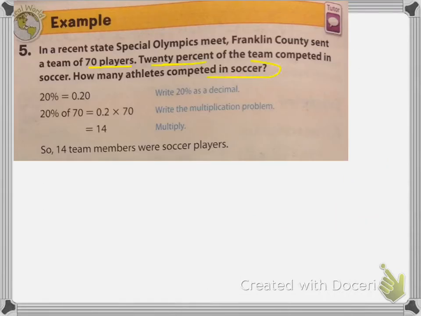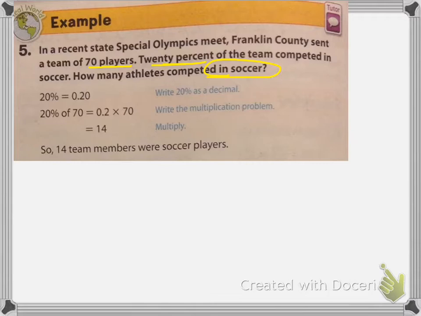All right, example 5 says, in a recent Special Olympic game, Franklin County sent a team of 70 players. 20% of the team competed in soccer. How many athletes competed in soccer? So I have underlined 70 players, I've underlined 20%, and I've underlined soccer, because you want to remember that they could also ask you how many players didn't compete in soccer.